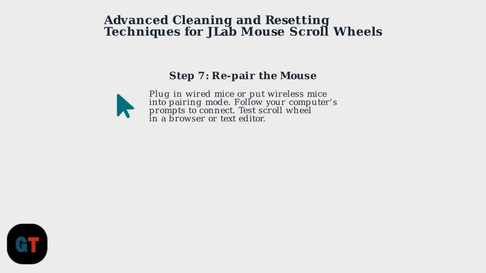Now re-establish the connection. For wired mice, simply plug them back in. For wireless models, ensure they're in pairing mode. This usually involves turning them off and on or pressing a pairing button. Your computer should detect the mouse and guide you through the connection process. Once connected, test the scroll wheel by scrolling in a web browser or text document to verify that the cleaning and reset resolved the issue.